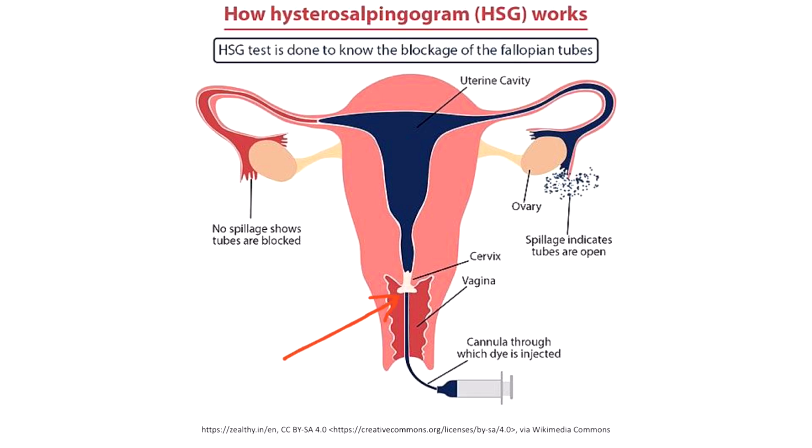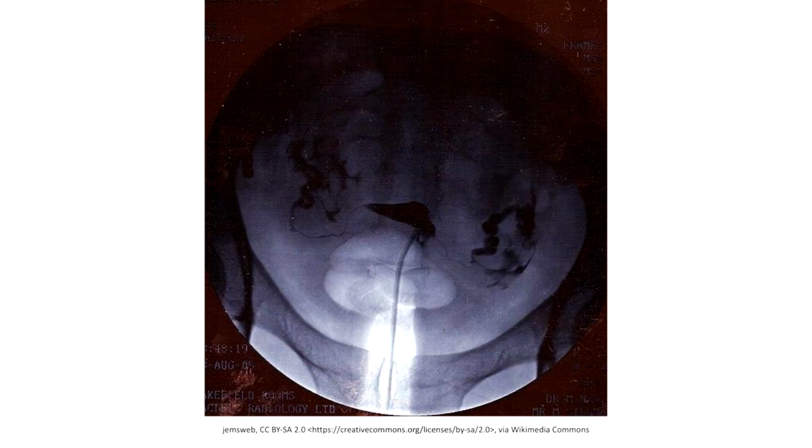A contrast dye is injected into the uterine cavity through a cannula. The dye fills up the uterine cavity and the fallopian tubes, after which a series of x-rays are taken. Any filling defect in the x-rays indicates abnormalities in the uterus and fallopian tubes, and spillage of contrast dye indicates that the tubes are open. Here is a hysterosalpingography image showing the cannula right here, which is injecting the dye in the uterine cavity, and we can see the fallopian tubes right here.